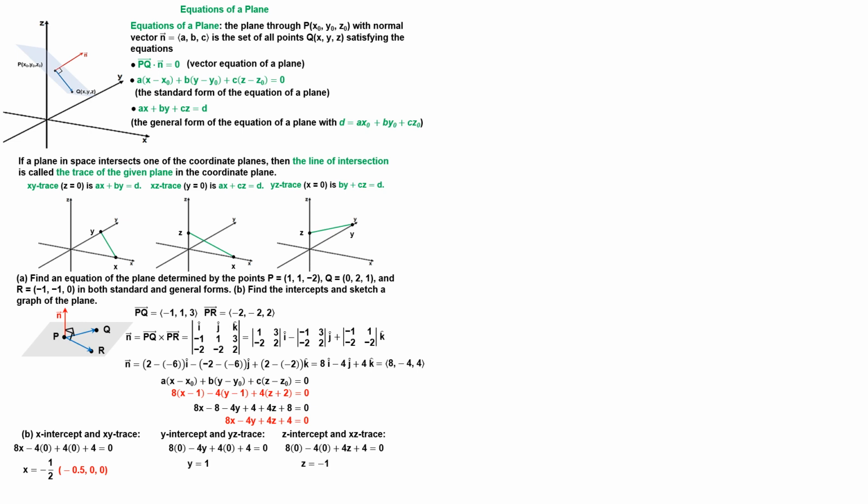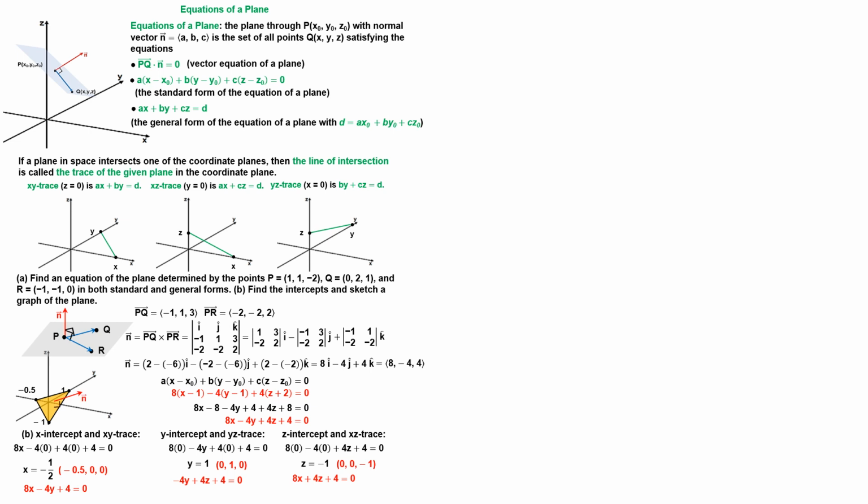We obtain the trace in the xy plane by setting z equals 0 in the equation of the plane. Similarly, the trace in the yz plane is obtained by setting x equals 0, and the trace in the xz plane is obtained by setting y equals 0. The intercepts enable us to sketch the portion of the plane by shading the triangular region as shown in the figure.